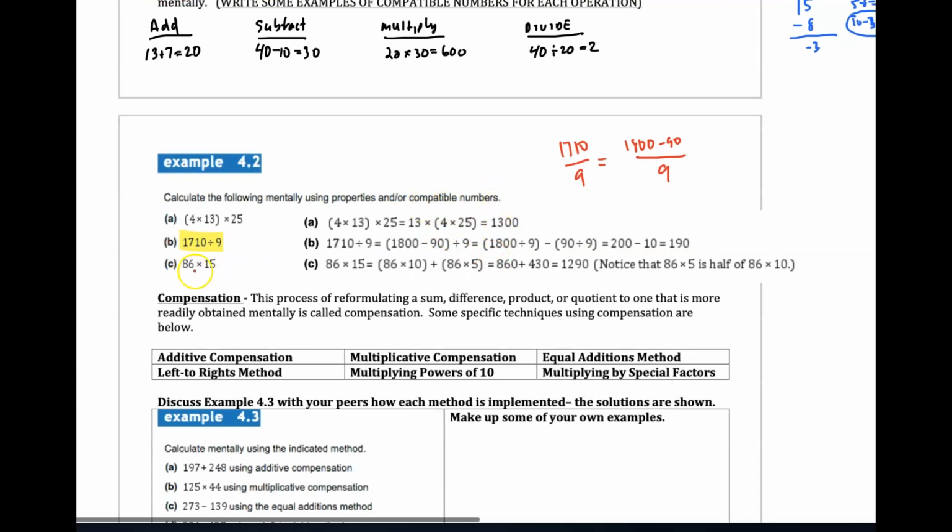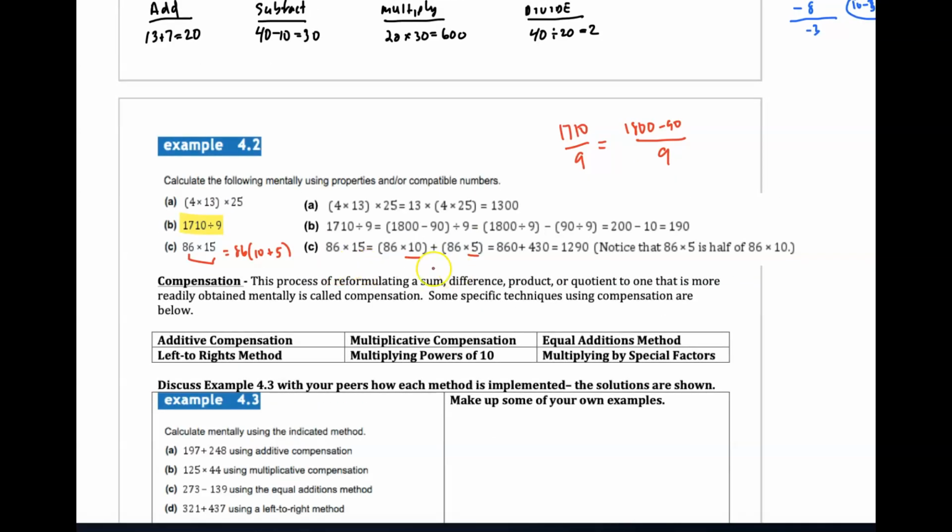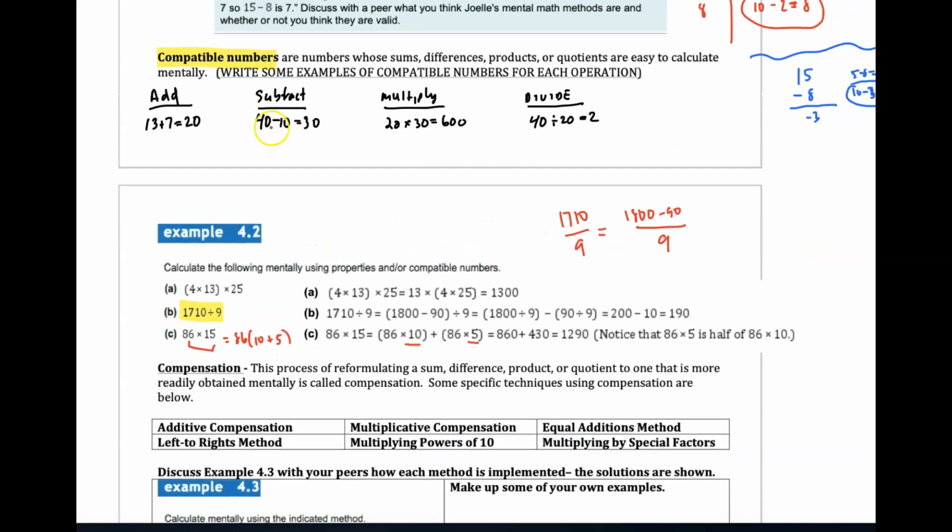And then 86 times 15. This one turns out to be done easier if using distributive property. Turn that 15 into 10 plus 5. So what this really becomes is 86 times 10 plus 5, and then that's where you end up with this process here. And so we introduced compatible numbers.